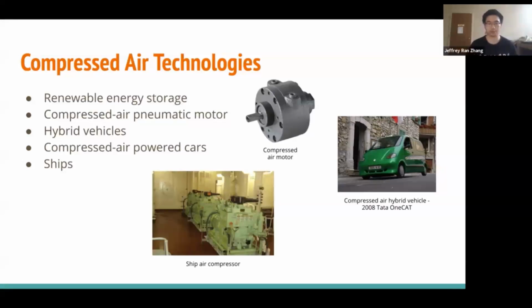And other than cars, ships also use air compressors to start their engines. It's also simply a lighter way of storage, which means if they carried something like oil in their tanks, it could cause the ships to sink. So it's for the sake of minimizing their weight.